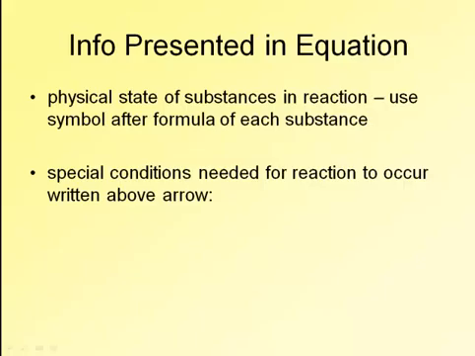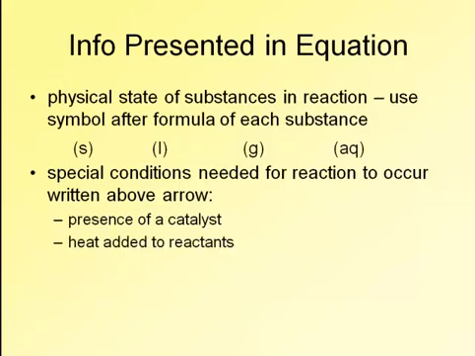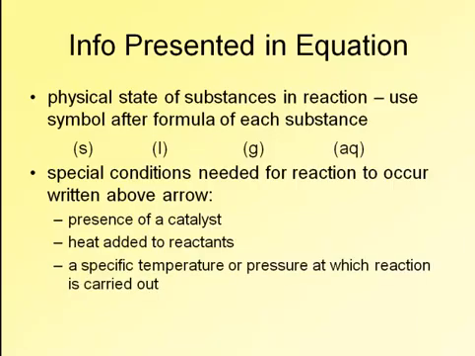The physical state of each substance can be labeled using the appropriate letters in parentheses. An S for solid, an L for liquid, a G for gas, an AQ for an aqueous solution. Also, if any special conditions are required for the reaction to occur, this information could be provided above the arrow. Examples of this include the presence of a catalyst, heat being required to make the reaction occur, or a specific temperature or pressure necessary for the reaction to occur.